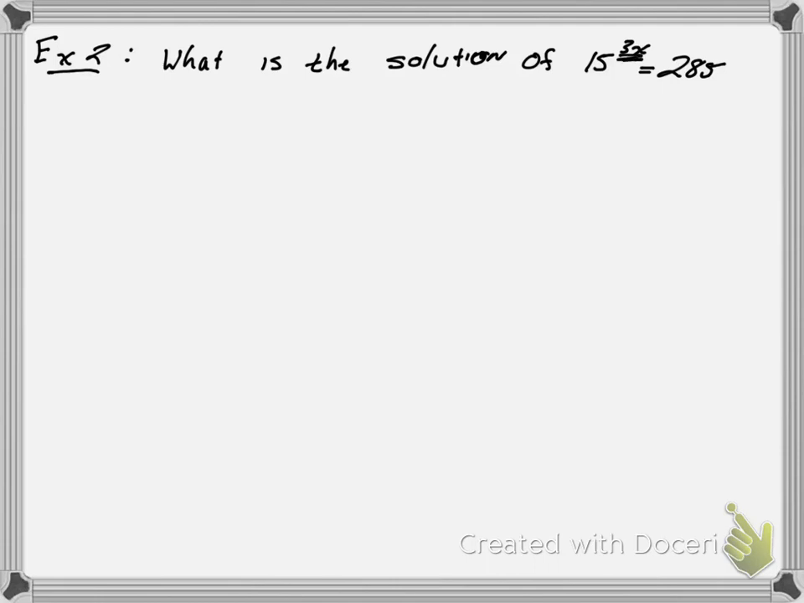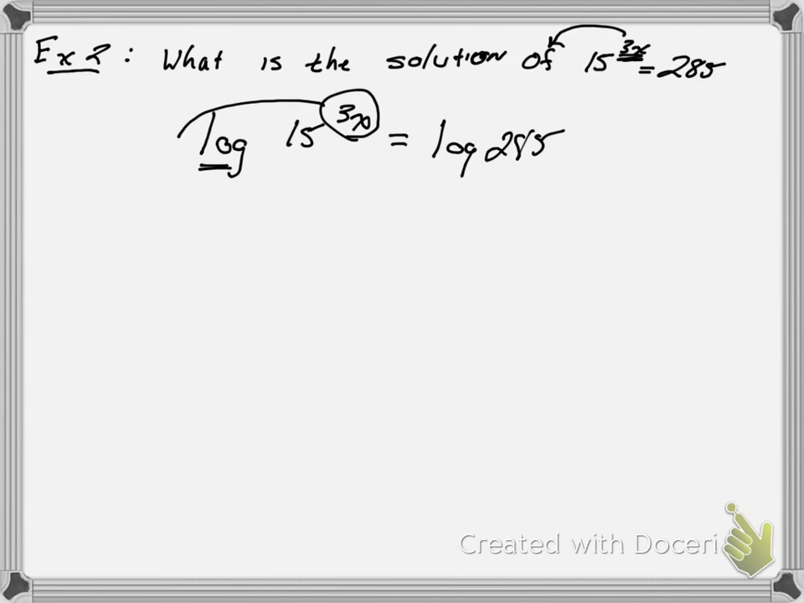And how do I take this 3x and bring it down? Well, in order to do that, I need to take the log. So I could take the log of 15 to the 3x, but if I do something to the left side of the equal sign, I always have to do it to the right side of the equal sign. So get the log of 285 over here as well. Now, we use that expansion principle where power to a power, we can bring that down in front. So you get 3x, the log of 15, equals the log of 285.